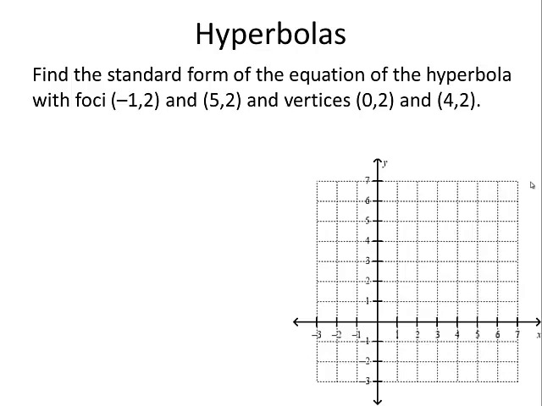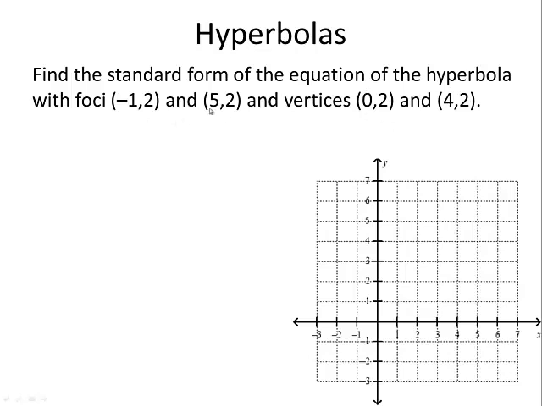Okay, now let's try this example here. Write the standard form for a hyperbola given the foci are at (-1, 2) and (5, 2), and the vertices at (0, 2) and (4, 2). Now you can use either pair of these to find the center.